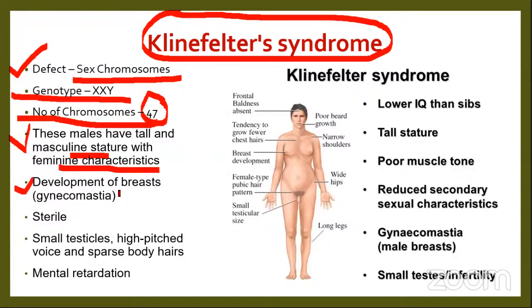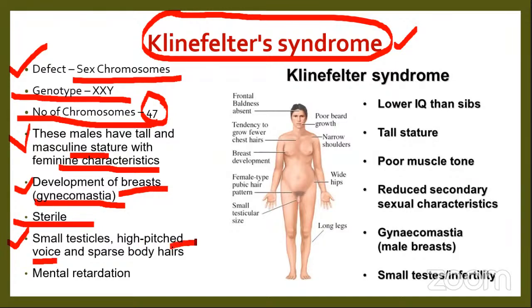They have development of breasts. This development of breasts is seen in males. It's called gynecomastia. So gynecomastia is seen in Klinefelter syndrome. These males will be sterile. That means they cannot reproduce. They cannot make new individuals. And they have small testicles, high-pitched voice.